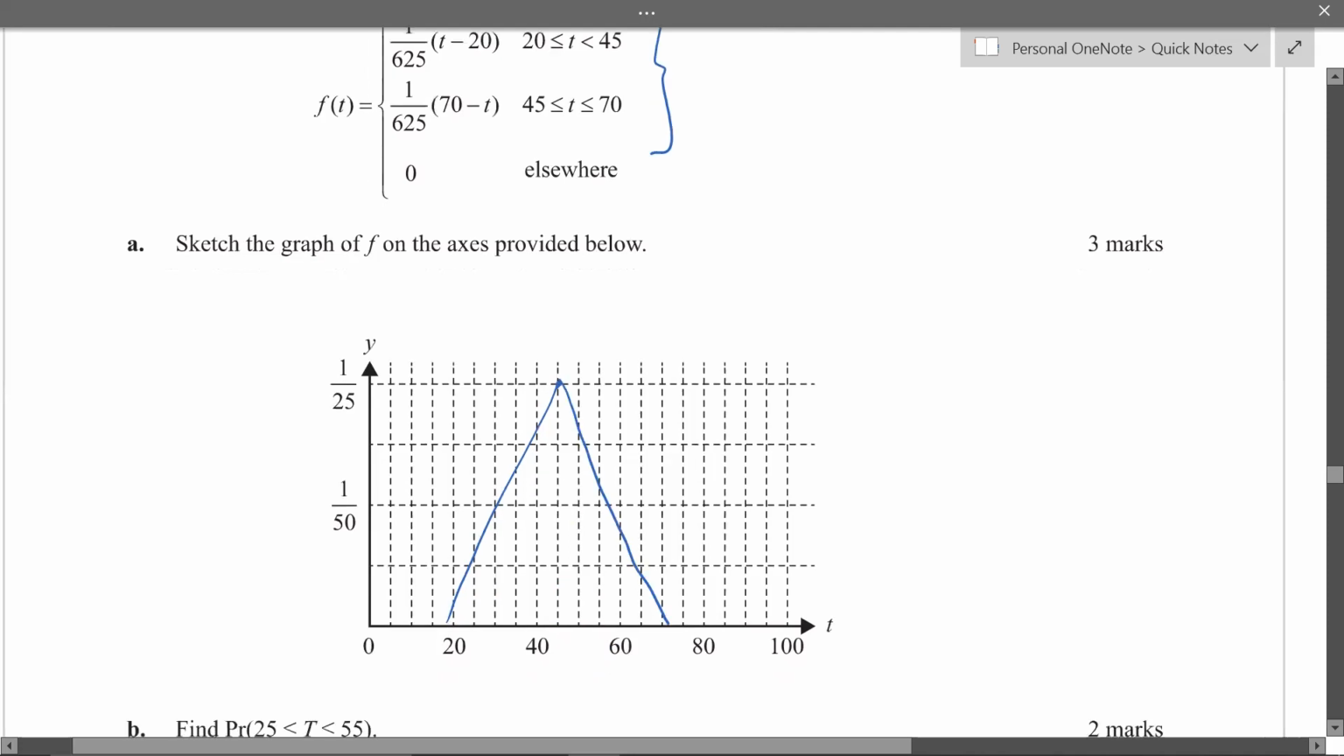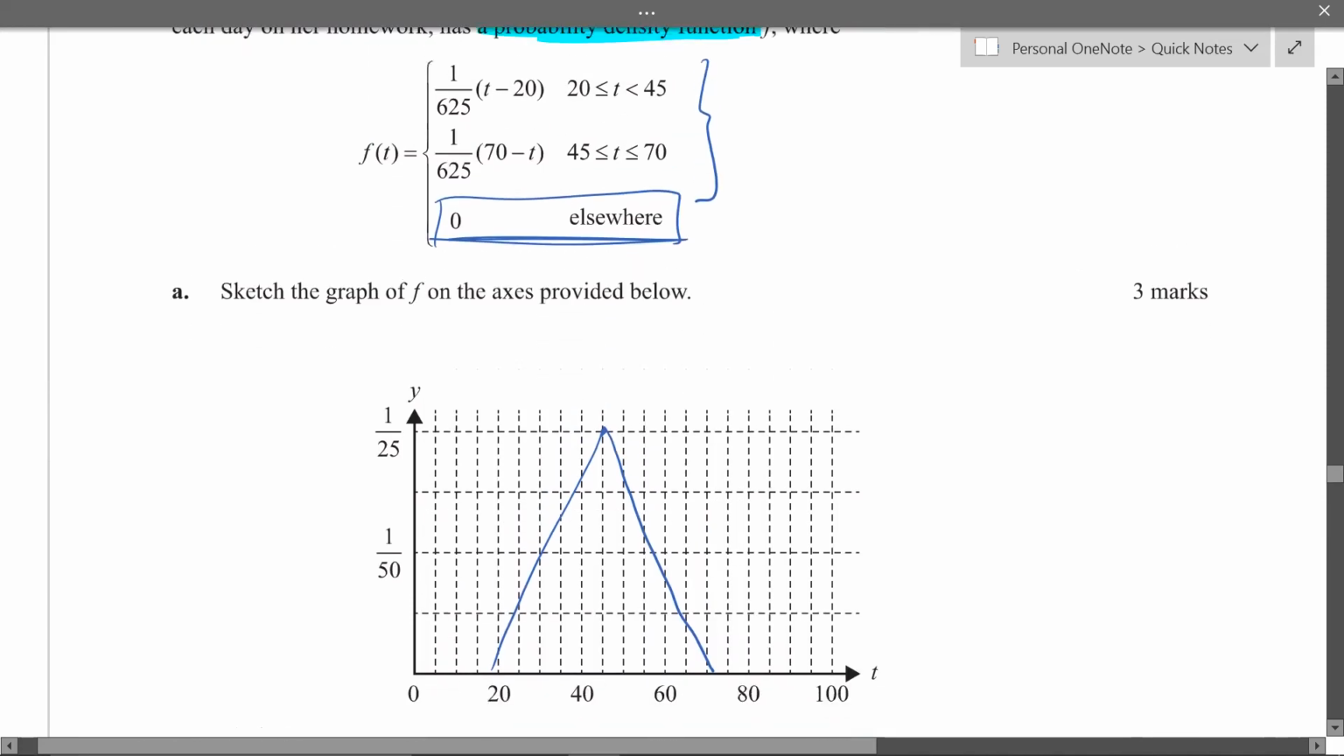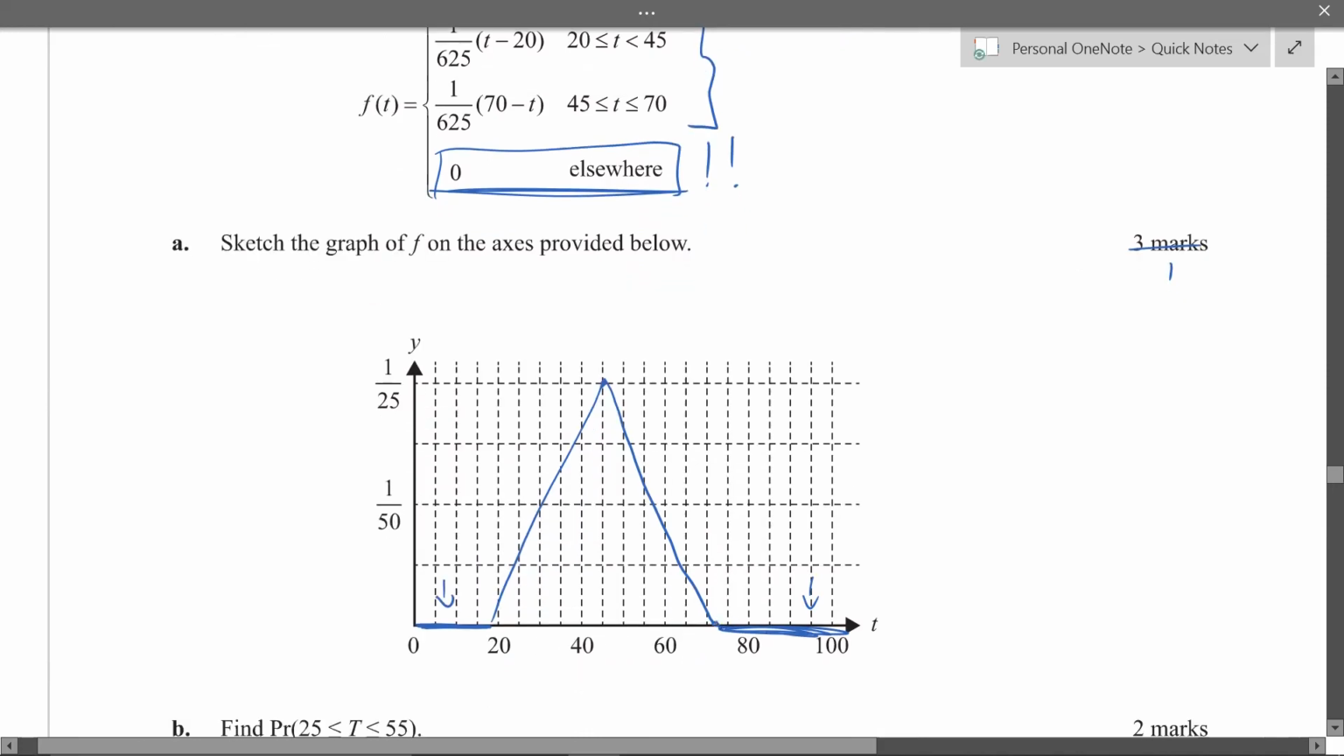The important part for this question is this part. Sometimes you might miss it, but make sure you don't, because you have to draw the zero line here and here. If you don't draw these two lines, you will lose a mark because it's part of the function. So just be careful that you make sure to draw the zero lines.